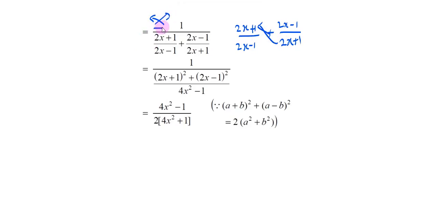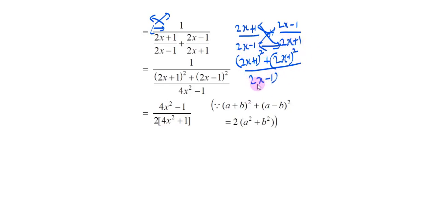The same way, move this 2x plus 1 to the left side numerator. So 2x plus 1 already we have, so 2x plus 1 the whole square. Okay, plus move this 2x minus 1 to the right side numerator. So already we got 2x minus 1, so 2x minus 1 into 2x minus 1, so 2x minus 1 the whole square, whole divided by, now the base, 2x minus 1 into 2x plus 1.